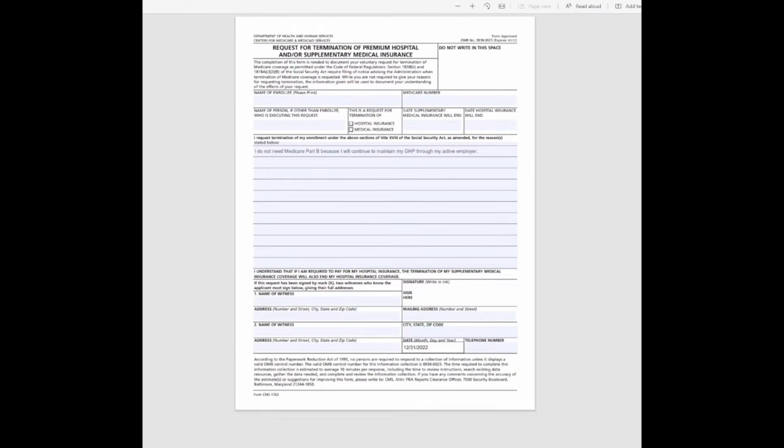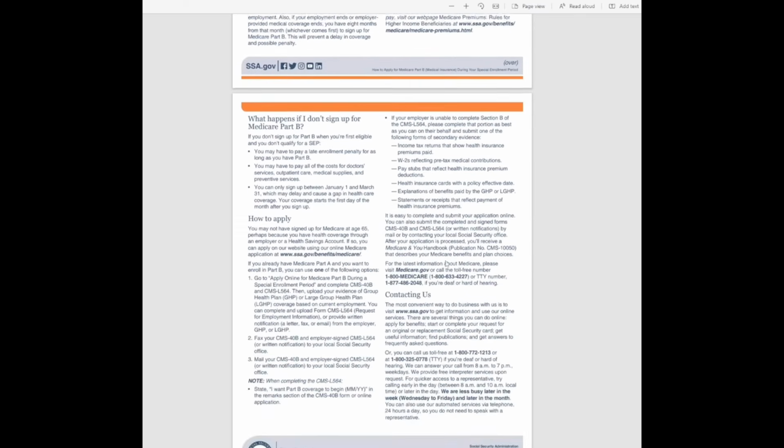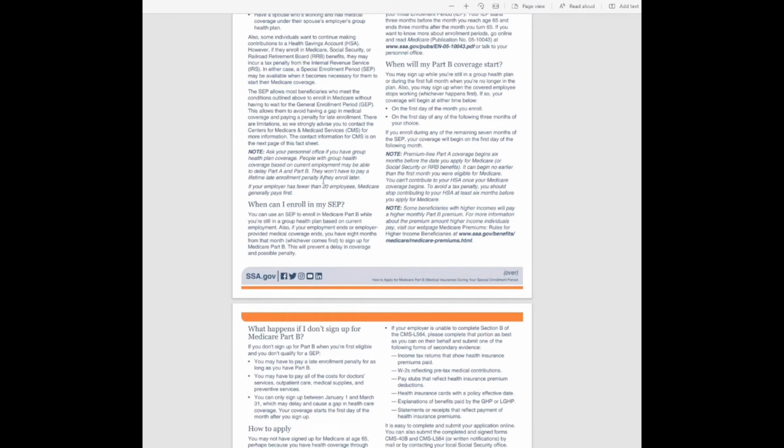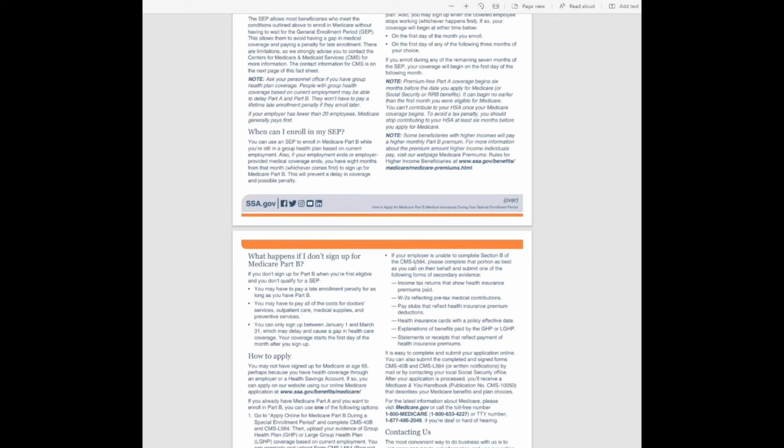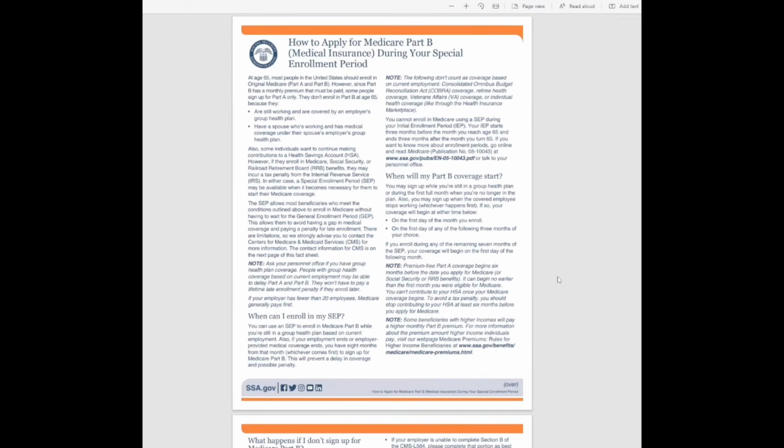We're going to hop over here to this publication that I found on SSA.gov. So if you just go to SSA.gov, you scroll all the way to the bottom where it says publications, and then you type in how to apply for Medicare Part B. This should pop right up. There's a lot of really good information on here: how to apply, what if I don't sign up, what's a special enrollment period. I believe I've touched base on that before in my video about completing the CMS-40B and the L564. So reference that video if you need to for those definitions and those dates.